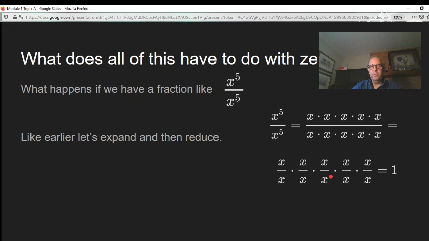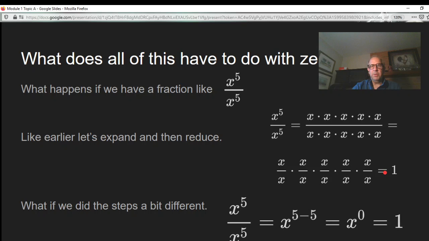If we use our rule for dividing exponents with the same base, then we subtract the powers. So x to the 5th divided by x to the 5th is x to the 5th minus 5th, which equals x to the 0. And we just proved that x to the 5th divided by x to the 5th equals 1. So x to the 0 has to equal 1.